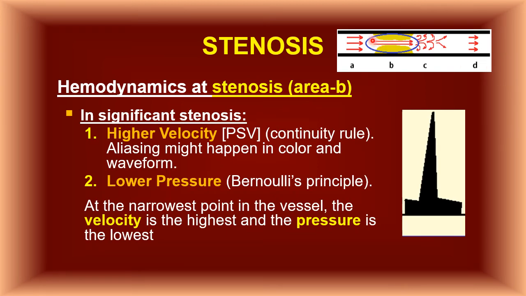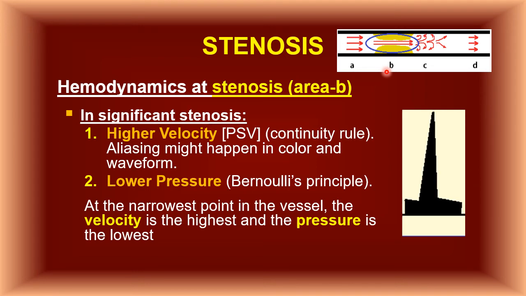What happened again in area B? We have a higher velocity. What else? Because of something called Bernoulli's principle, I will also get lower pressure. So what will happen in segment B, the stenotic area? I will have a high velocity and lower pressure. Why do we have a lower pressure? As we mentioned earlier, we have a high velocity.